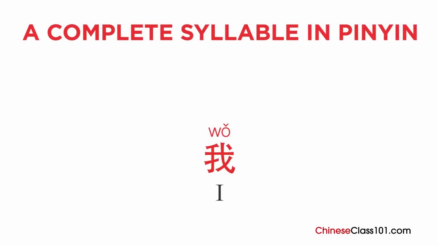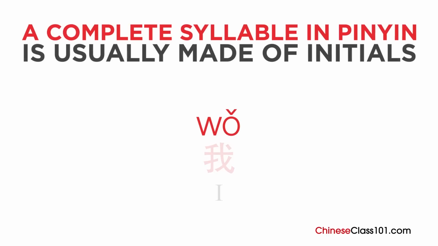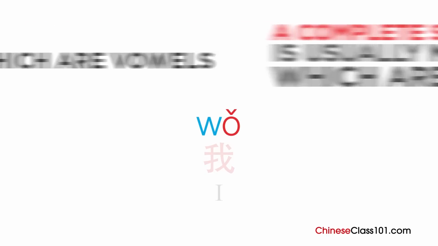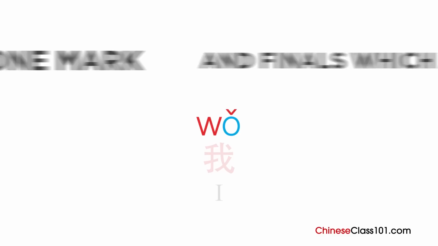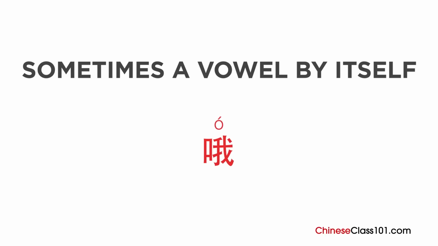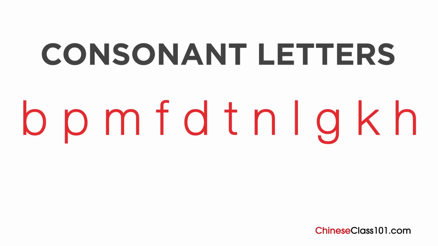A complete syllable in Pinyin is usually made of initials, which are consonants, and finals, which are vowels, and lastly a tone mark. Sometimes though, a vowel by itself can make a syllable too. There are 20 consonant letters in Mandarin or Pinyin, almost all the same consonant letters as in English except for the letter V. B, P, M, F, D, T, N, L, G, K, H, and so on.